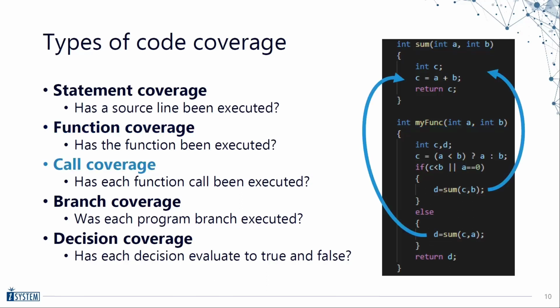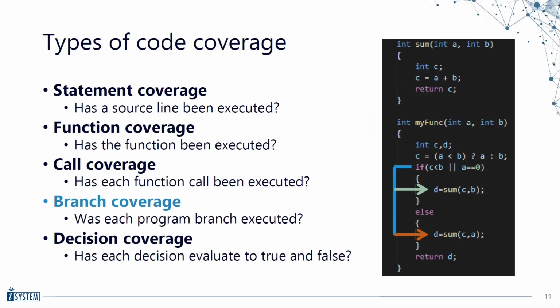Next, we have call coverage. This differs from the function coverage in a way that it checks that every function call has been executed. So in this case, we see that the sum function was called twice. And in order to achieve 100% call coverage, both of those function calls would have to execute.